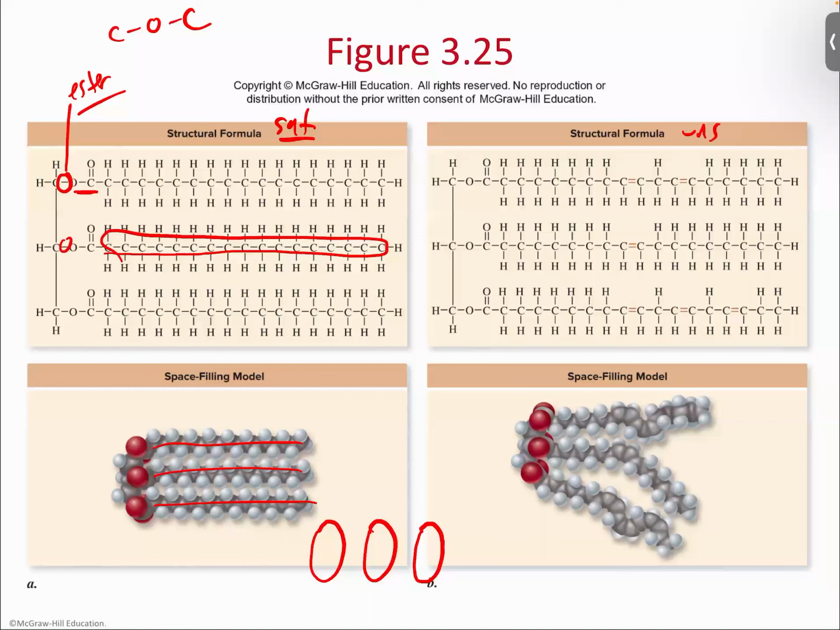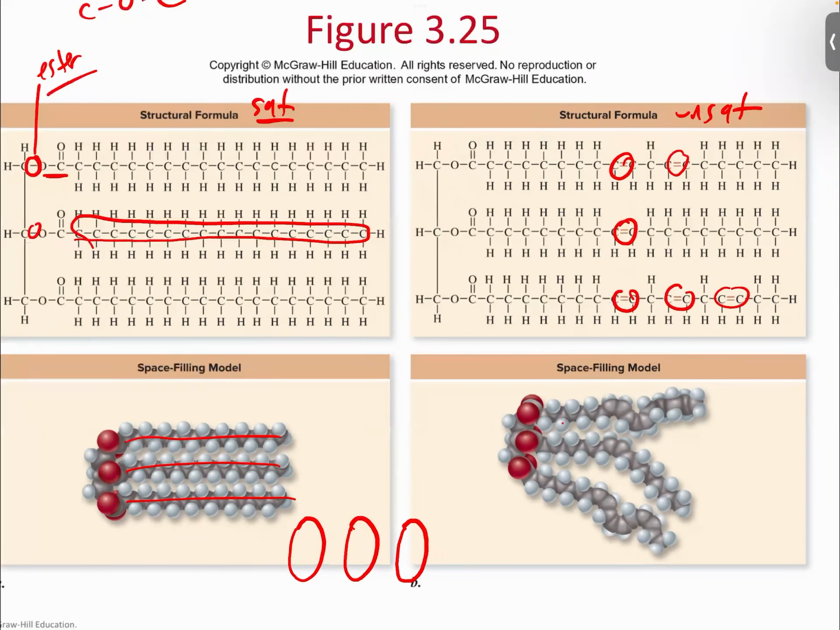Now the unsaturated, you can see over here. You can see each of the chains is different. In this case, you've got 2 double bonds in there, so that's a polyunsaturated fat. This guy here only has 1, so that'd be a monounsaturated fatty acid. And this one here has 3, so that'd be a polyunsaturated. So this would be an unsaturated fat.